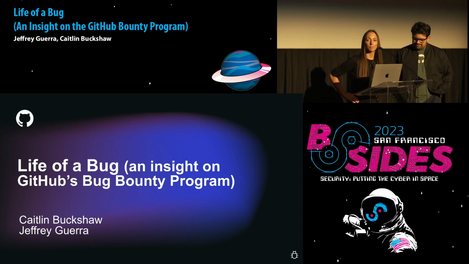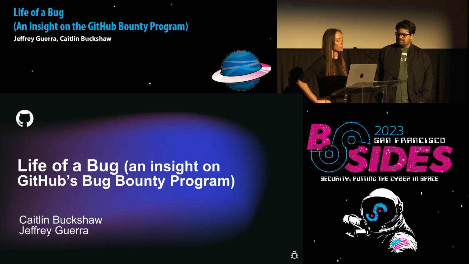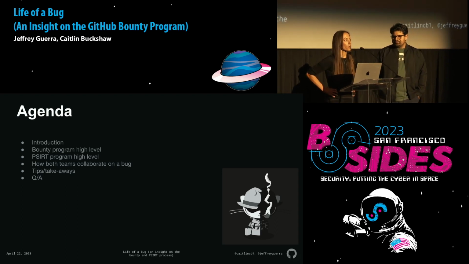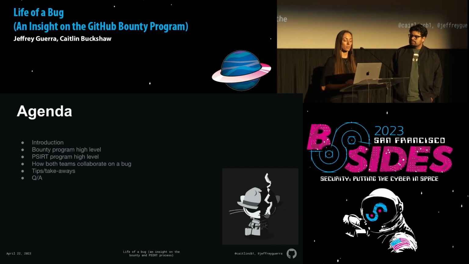Welcome, everyone. Today we're going to be talking about Life of a Bug, an insight on GitHub's Bug Bounty program. A brief agenda of what we're going to talk about today. We will both introduce ourselves. Then Jeff is going to give a high-level overview of our bounty program. Then I will jump into a high-level overview of our PSIRT program. We will then introduce a mock bug, which we will walk you through the process of our two teams collaborating on the bug from triage through the whole IR process. Jeff will go over some tips and takeaways, and then we'll do any Q&A.